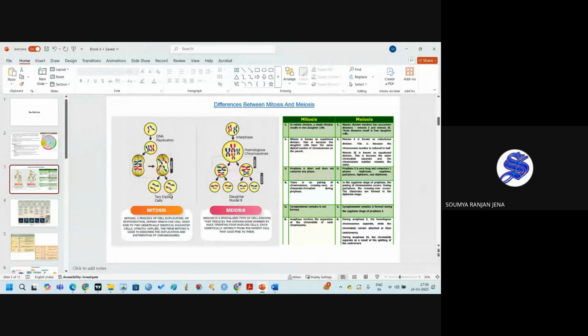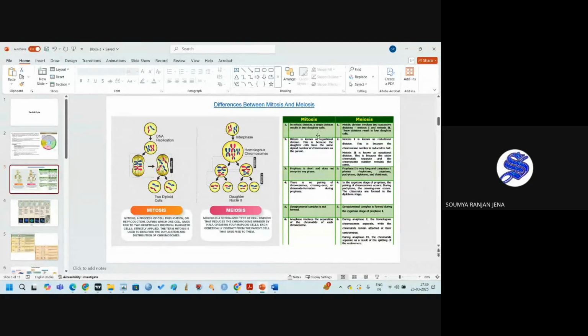But meiosis is a specialized type of cell division that reduces the chromosomes to half. Half means if this is 46 chromosomes, after meiosis 1 and meiosis 2 the number of chromosomes will be 23, 23, 23. Here four daughter cells are produced, having half the number of chromosomes.